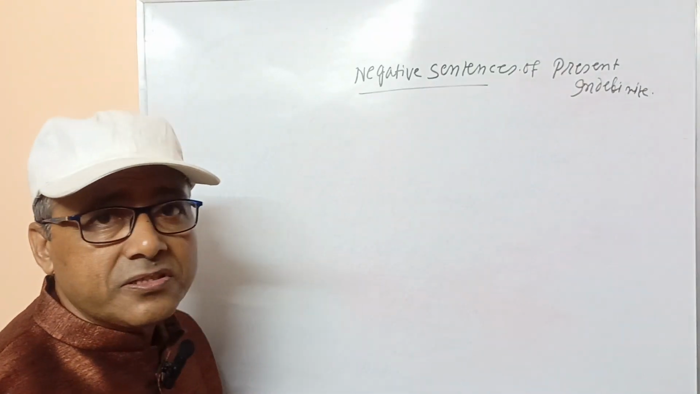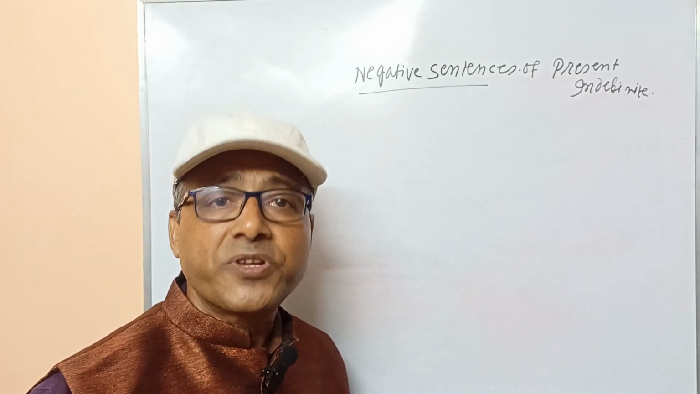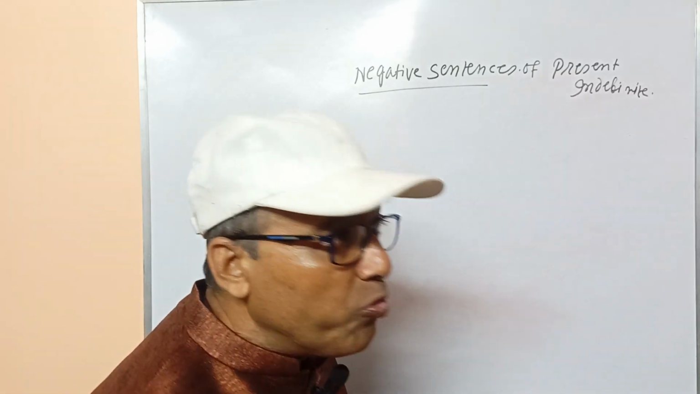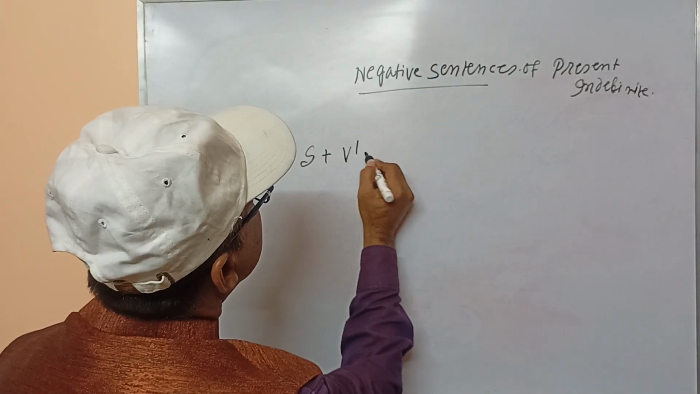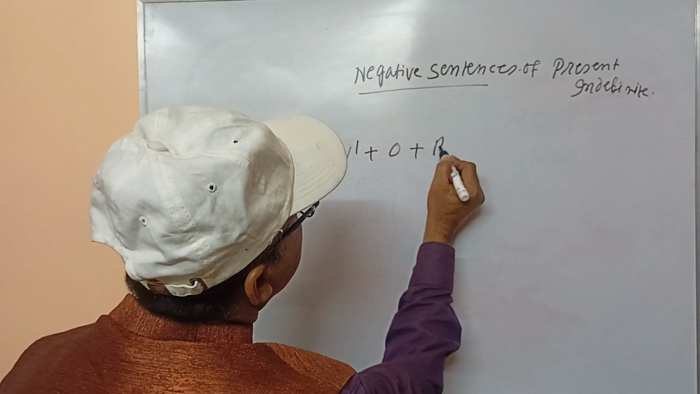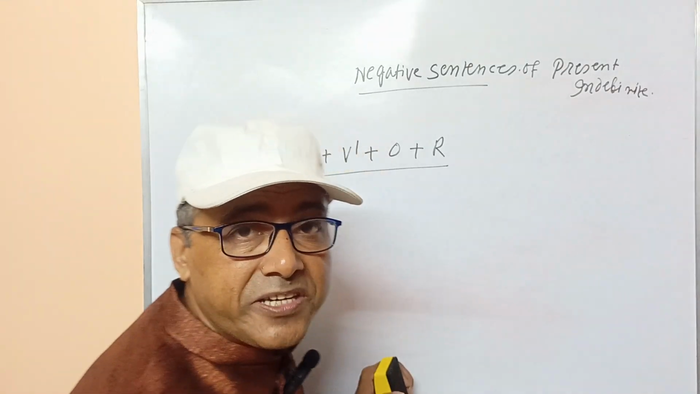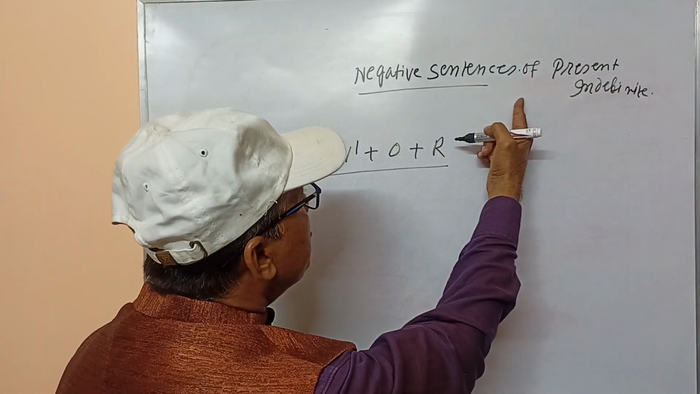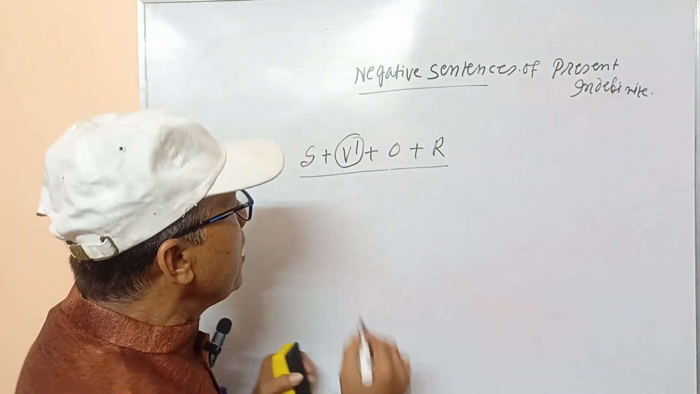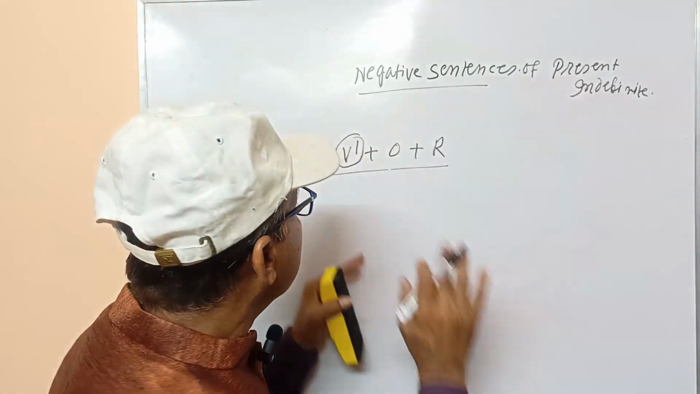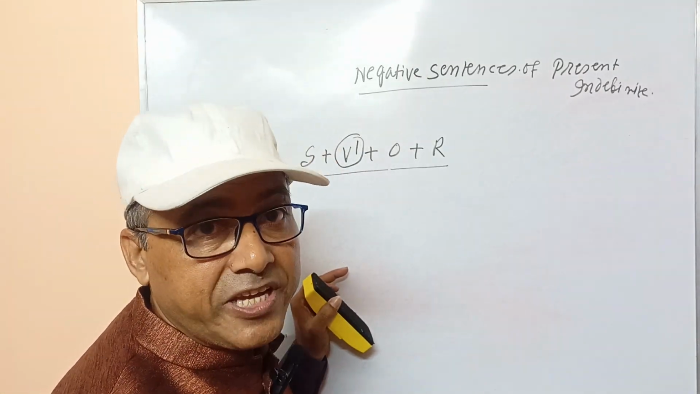In our earlier class, when we discussed the affirmative sentences of present indefinite, our formula was in this way: subject, verb 1, then object, then remaining. It was the formula of affirmative sentence of present indefinite, of course, with the help of do verb. Now, first I will show you with this verb how to frame negative sentences.